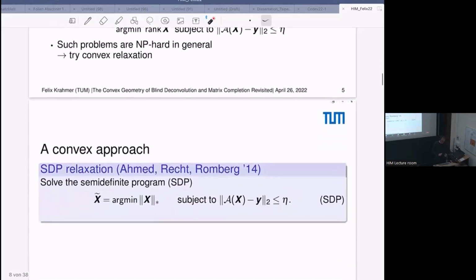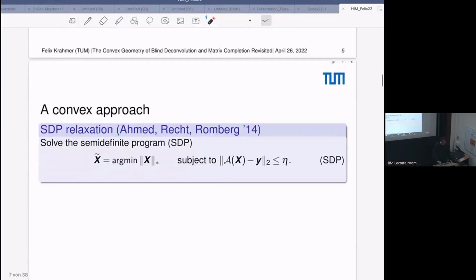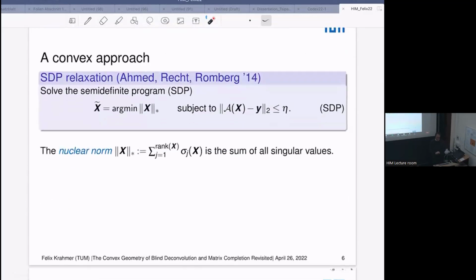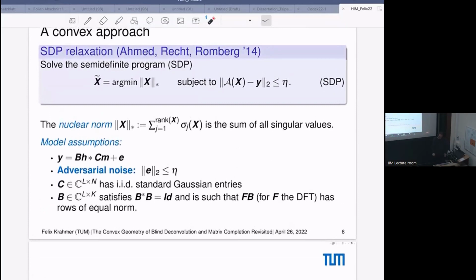And what was proposed in this paper by Ahmed, Recht, and Romberg was to do a convex relaxation using the nuclear norm. And the nuclear norm is just the sum of all the singular values. In some sense, it's the rank analog to the L1 norm when you're thinking about sparsity, because if the matrix has low rank, then the vector of singular values is sparse. So then you're taking the L1 norm of the vector of singular values, and that is exactly the nuclear norm. So I think this may not be new to many of you.